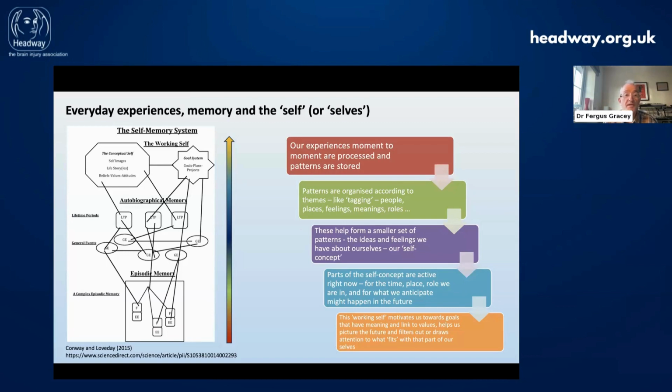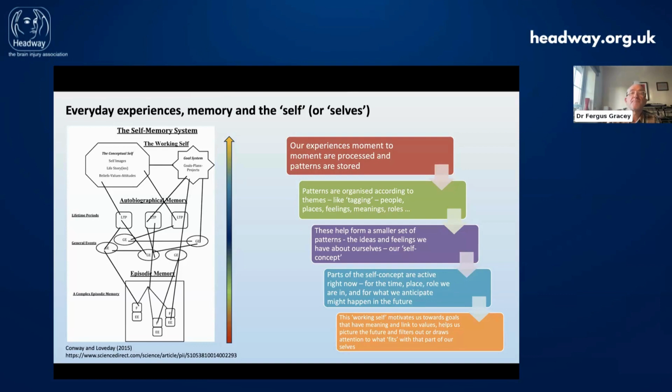So right now I'm in work mode. I'm in my presentation mode. I'm connected to my experiences and memories of experiences in rehab and research relating to identity. I'm aspiring to do a good job and convey information, and all of that is active in the back of my mind, that part of my identity. So I have this working self active at the minute, and it's motivating me towards particular goals that have meaning for me, and so forth.